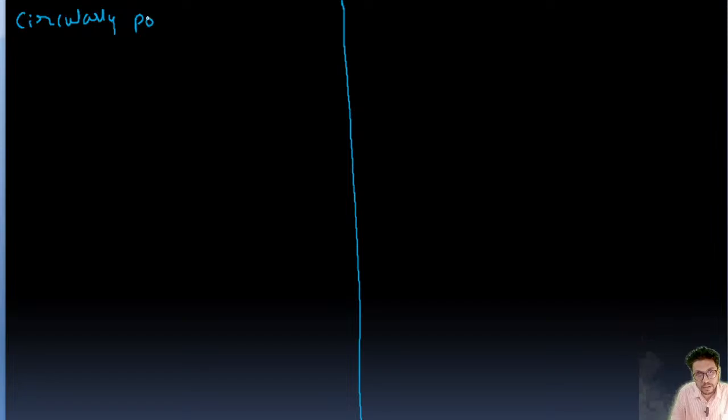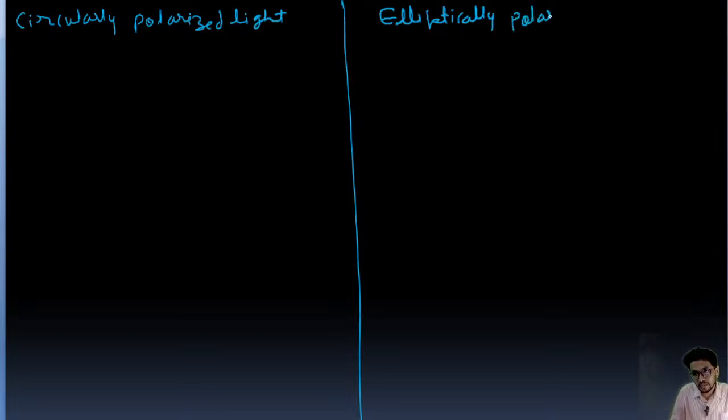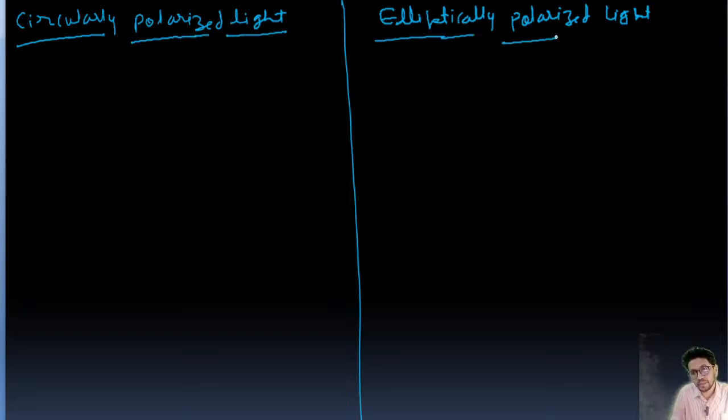Circularly polarized light, and this is elliptically polarized light. Okay, the difference between circularly polarized light and elliptically polarized light. Circularly polarized light, in short, we say CPL, and elliptically polarized light, we say EPL. Okay, EPL and CPL.